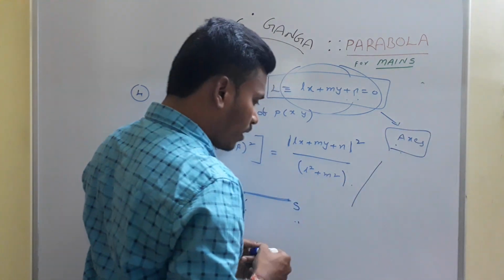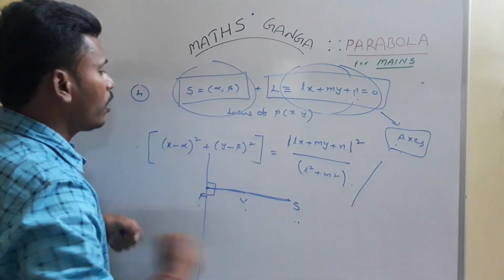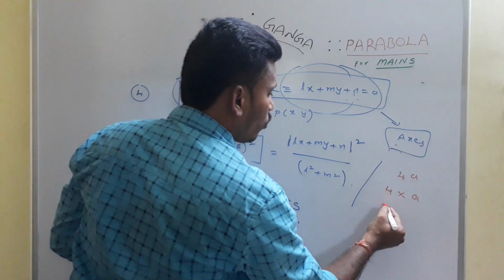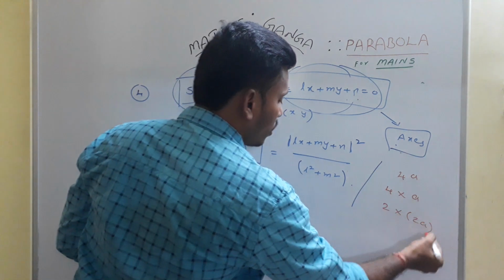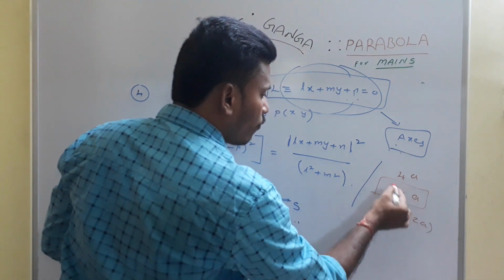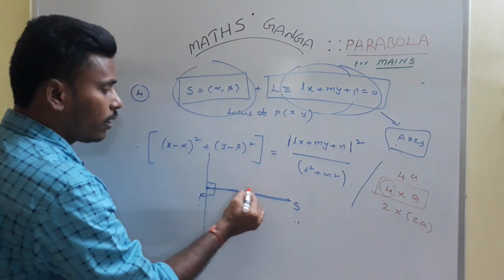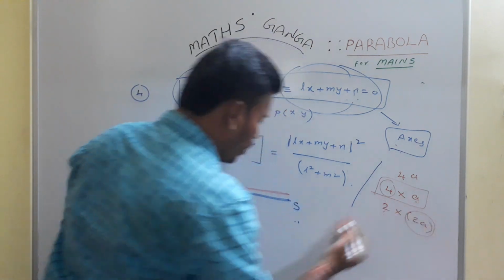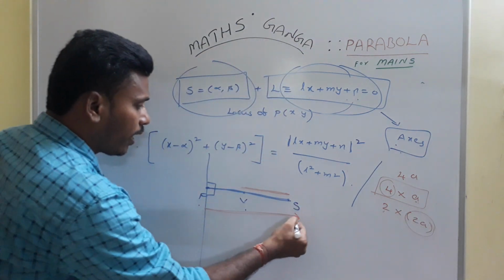Okay, what is the length of the latus rectum? 4A. It is usually mentioned in different ways. This 4A can be mentioned as 4 into A and then 2 times of 2A. Is it clear? What is 4 into A? 4 into A is nothing but distance from focus to the vertex, and 2 into 2A, 2A means distance from focus to the directrix.